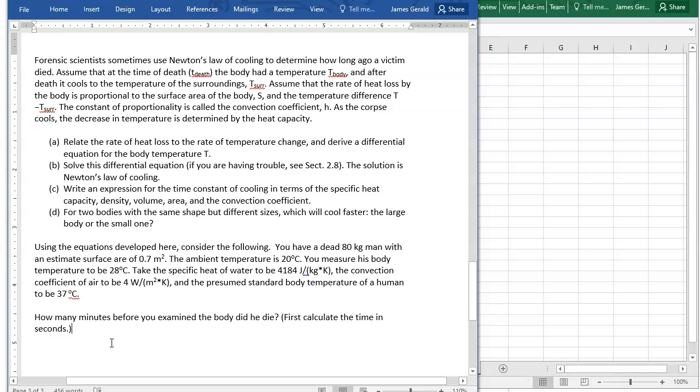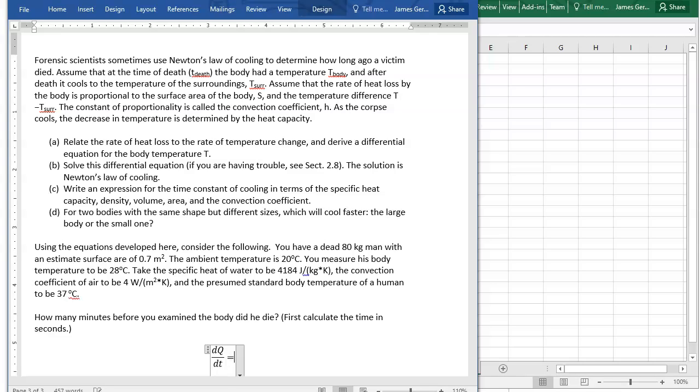All right. Okay. Here is where we're going to start. We're going to start with our initial statement, dQ/dt, the rate of heat lost, is equal to HS times T minus TS. Right, and TS is my shortcut for T surroundings. S is the surface area of the body. H is the convection coefficient for air.